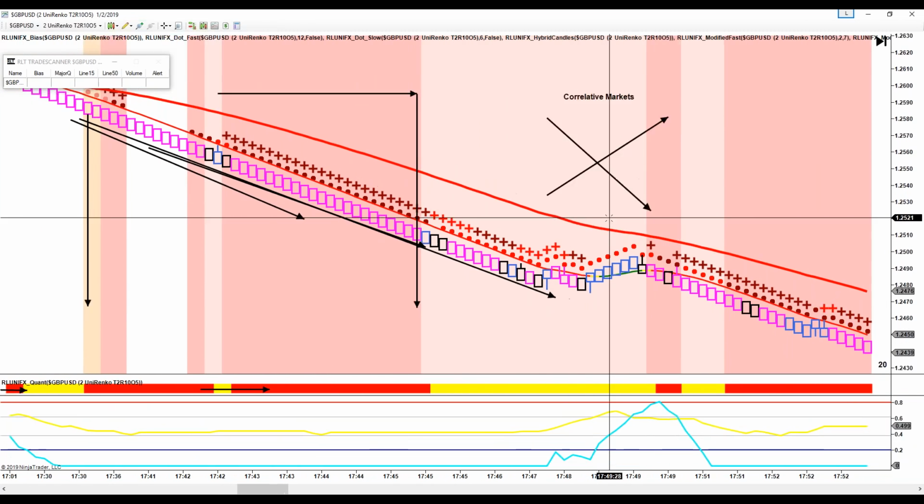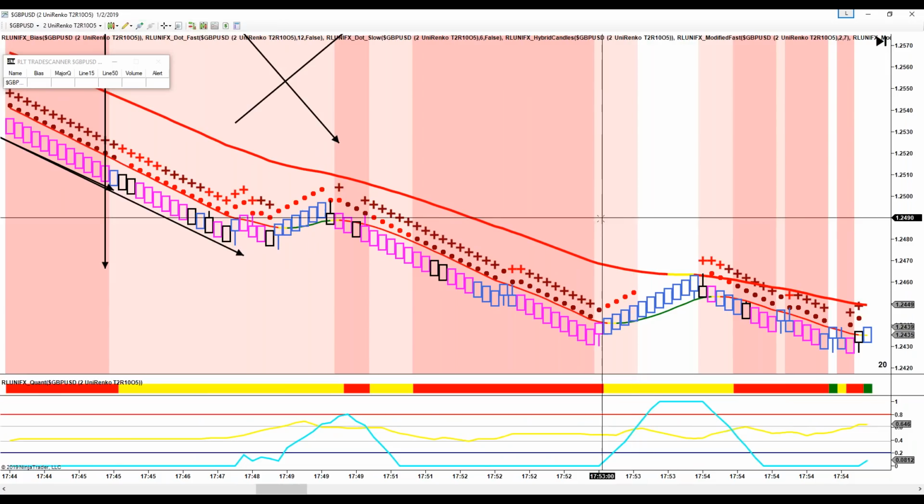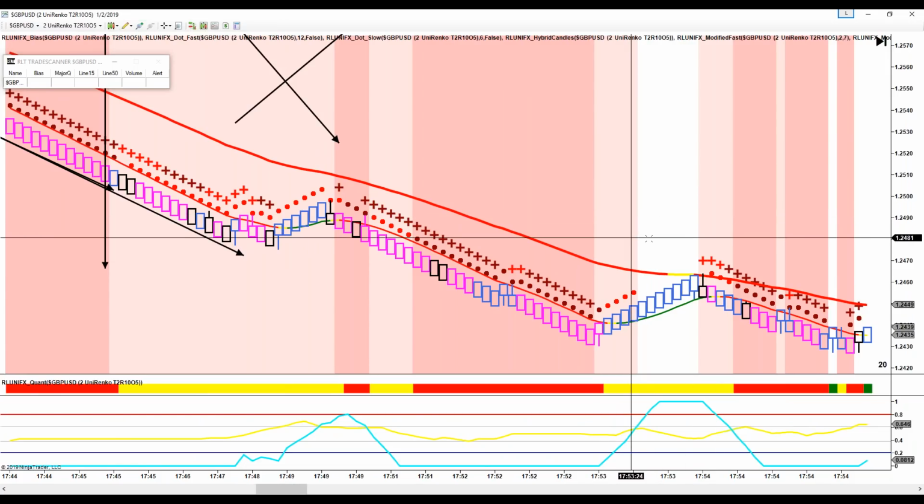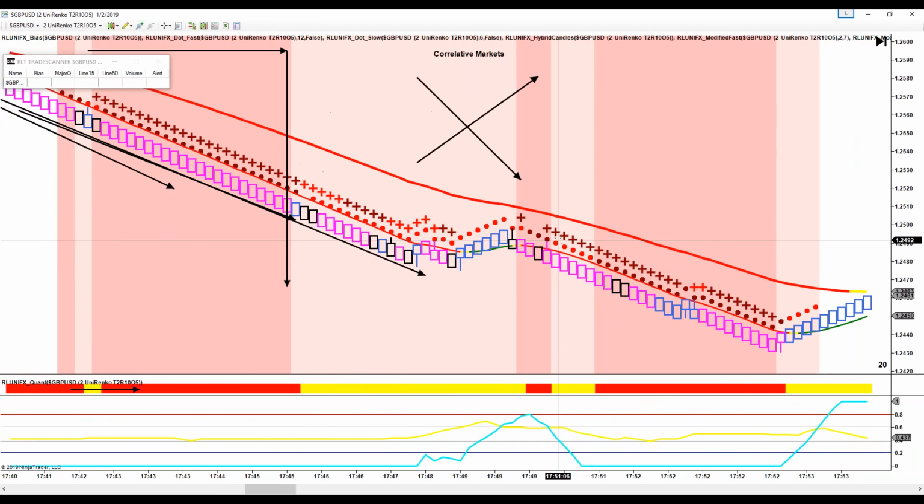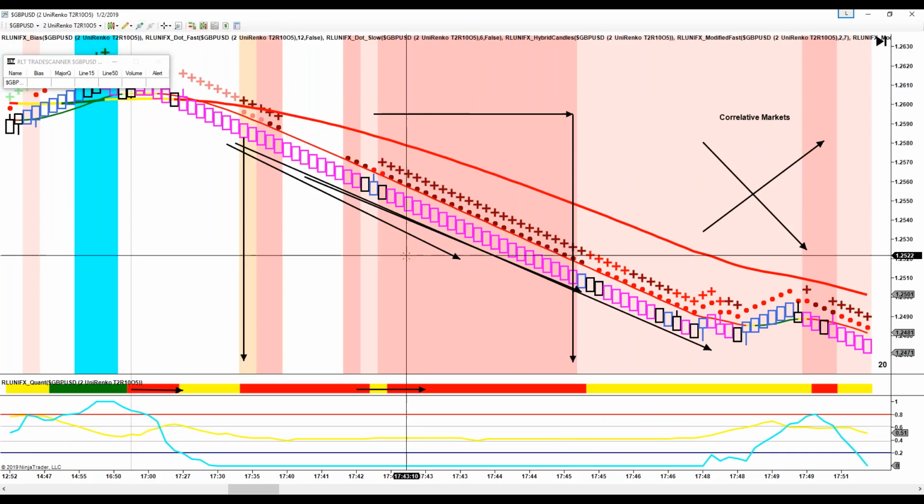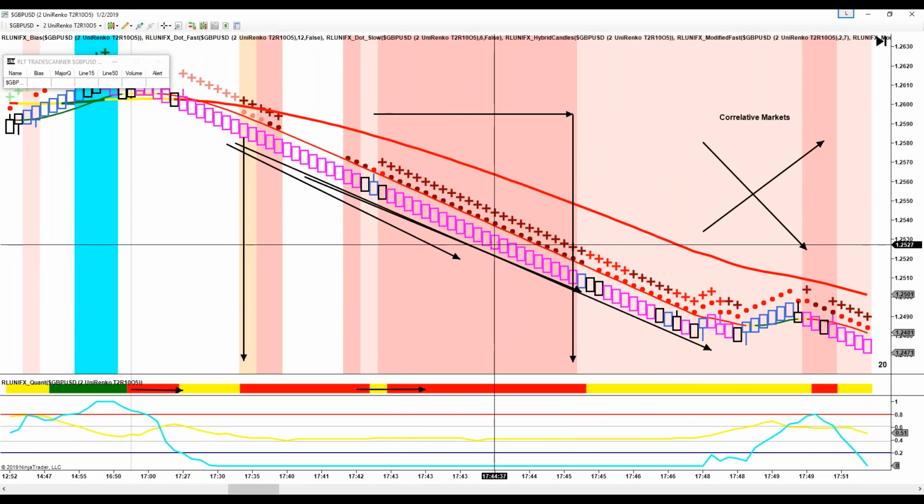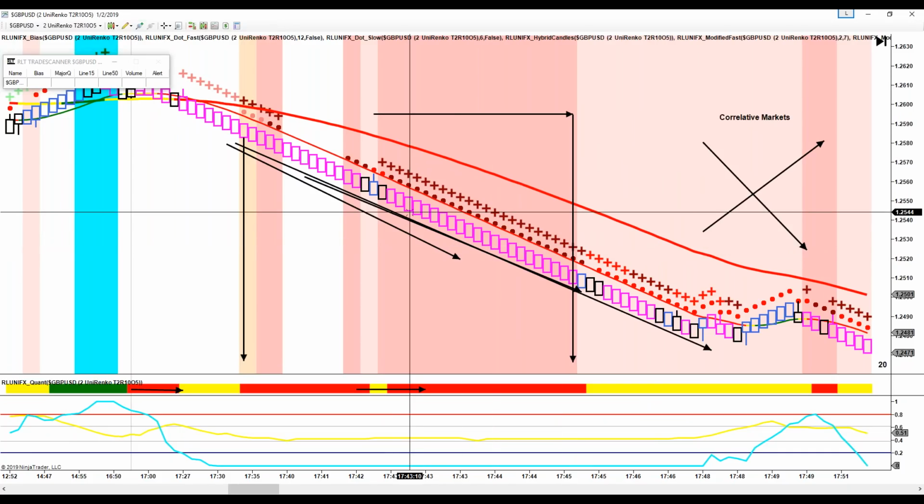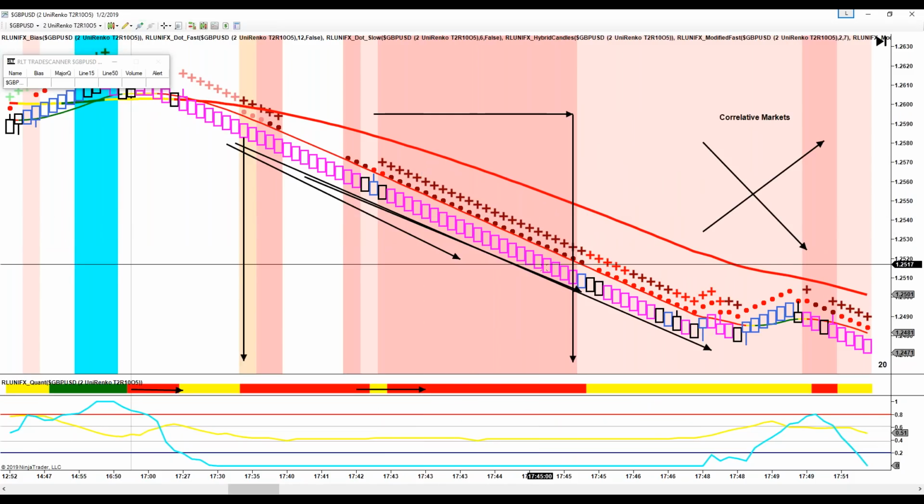What you're more likely going to get is either no background or much weaker background. This dark pink is really only going to occur when you've got a lot of money really being pounded out of this market.